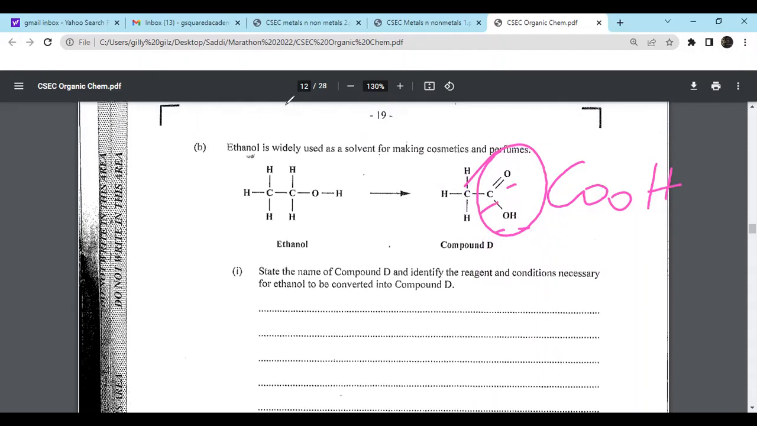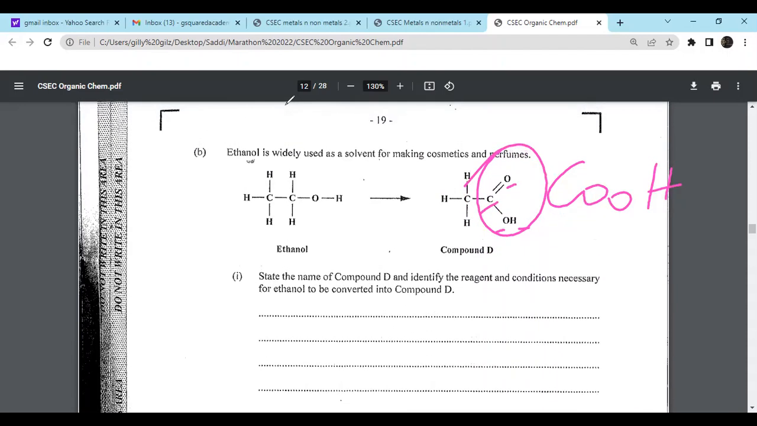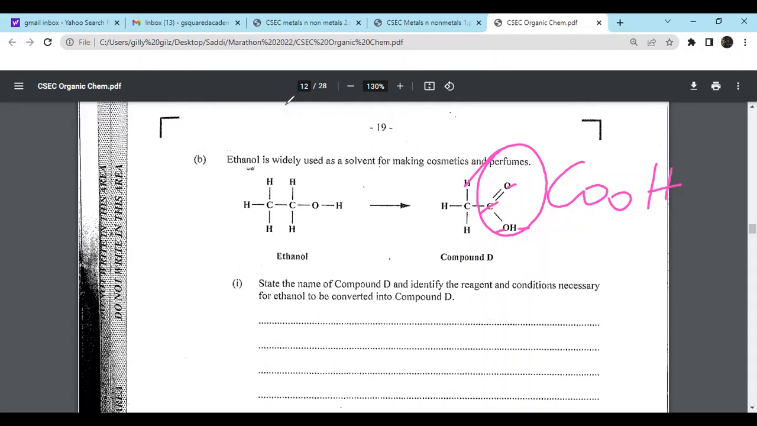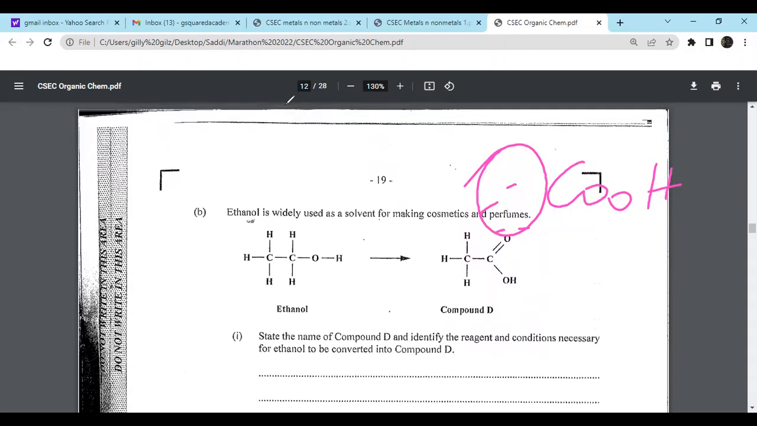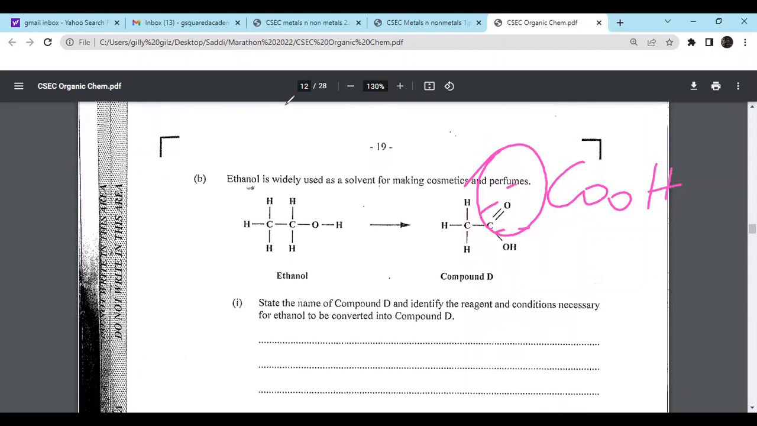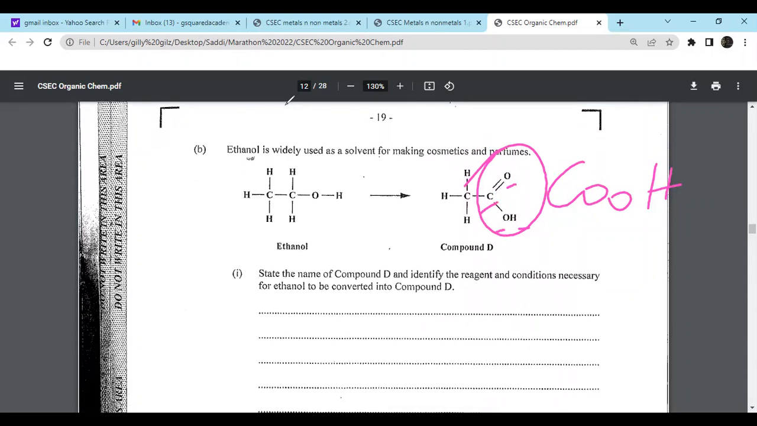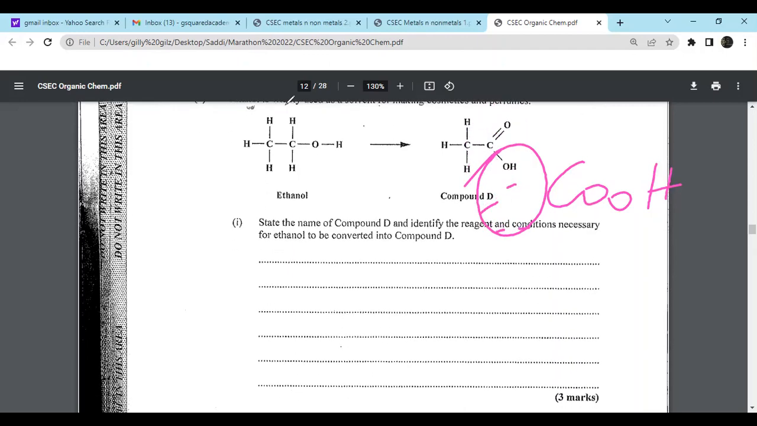State the name of compound D and identify the reagents and conditions necessary for ethanol to be converted to compound D. Well, this is an interesting question. It is ethanoic acid, and it is an acid. How do I convert ethanol to an acid? Well, here's what we use.